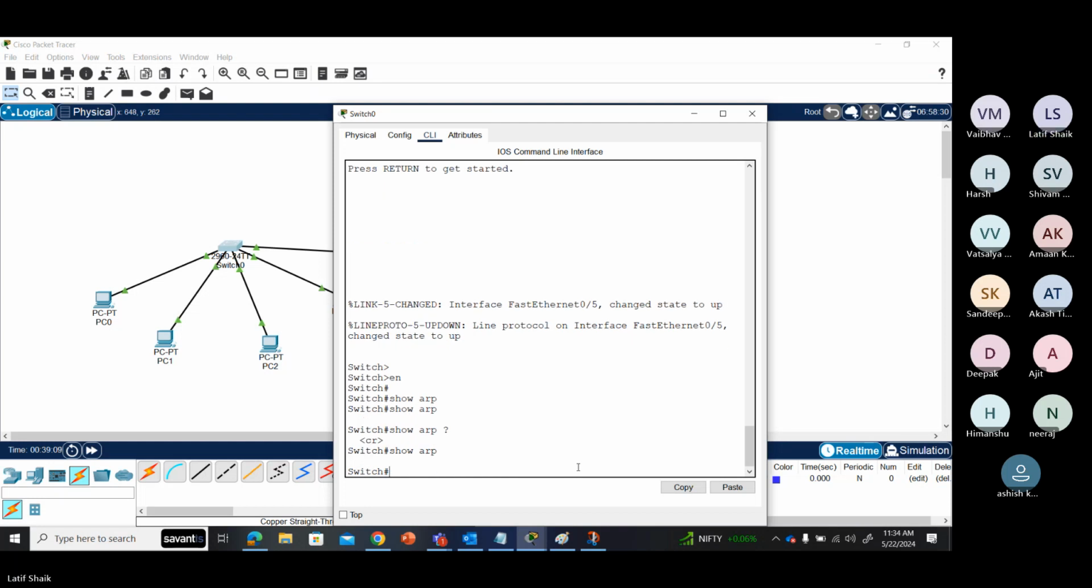That's it. Not showing any ARPs. Yeah, of course. The switch also maintains the ARP table, but the only thing is switch ports do not have any IP addresses by default.